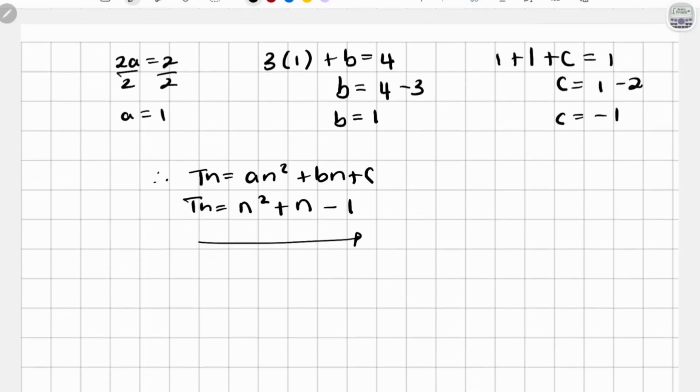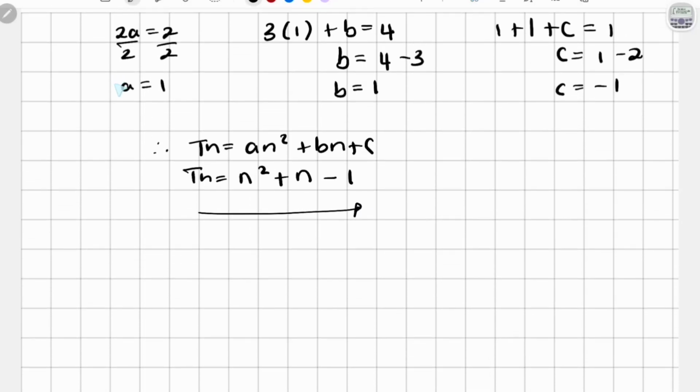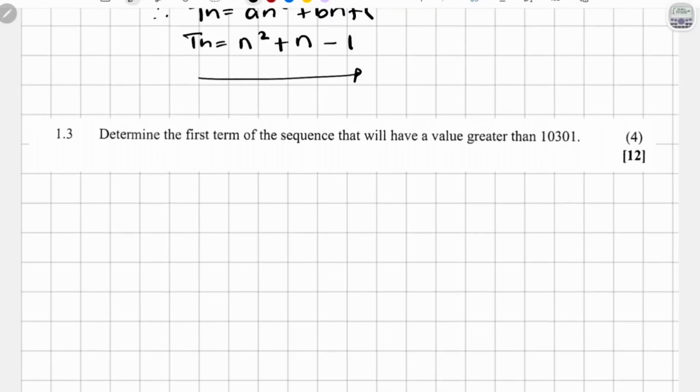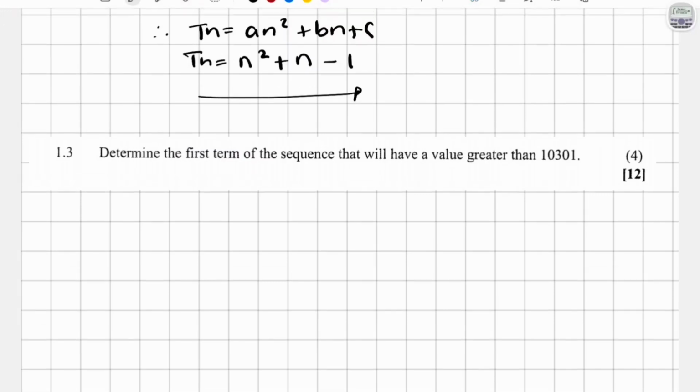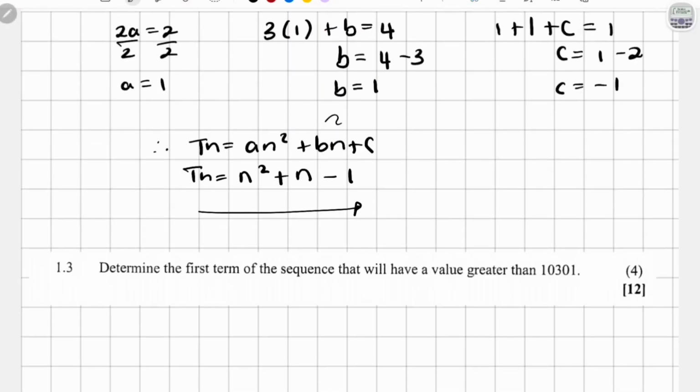Okay, so that is the nth term of the sequence. Moving on to the next question. Okay, question 1.3 says, determine the first term of the sequence that will have a value greater than 10,301. Okay, so in this question, this word first term can be a little confusing, but when they say first term in this particular question, they're not referring to that A value. Okay, so that's not what we're speaking about here. The question really is saying, which term, right, in this pattern, what will be the first term in this pattern that will have a value that is greater than this number, 10,301.